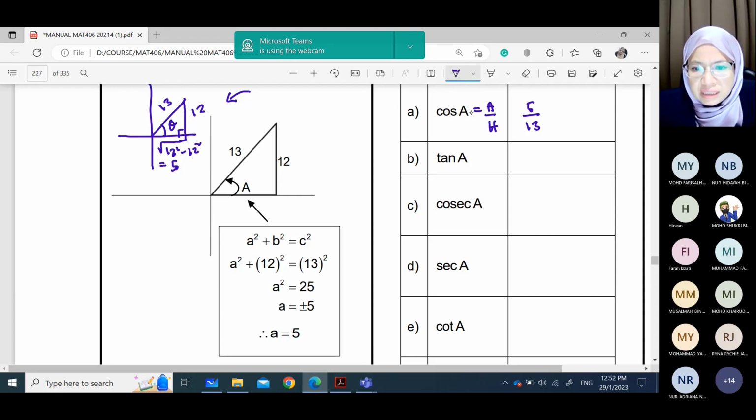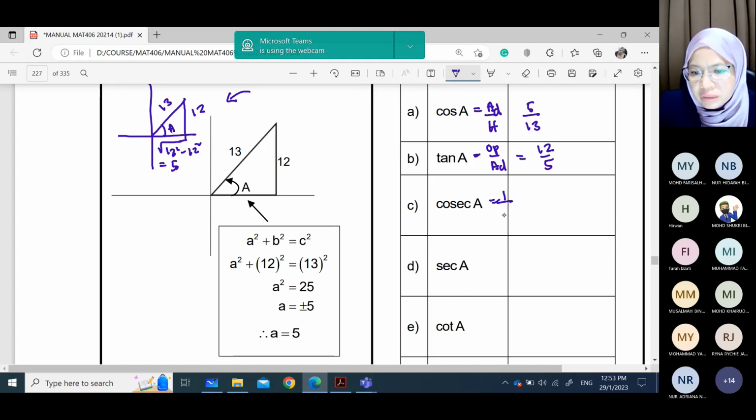Untuk tangent A, so A is the angle, tangent A. So, ini boleh tukarlah daripada simbol yang macam ni kepada A. A is the angle. Okay, so this one is about adjacent. Nanti ingat A ni pula, adjacent. So, tangent A is about opposite over adjacent. Opposite over adjacent untuk tangent. So, opposite is 12 over 5. So, this one is a tangent A.